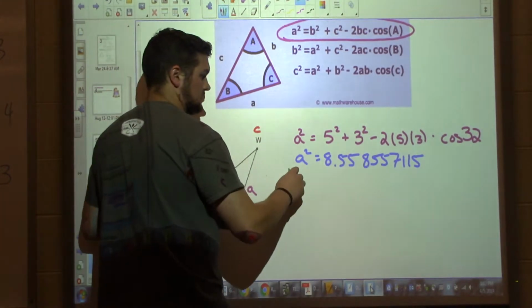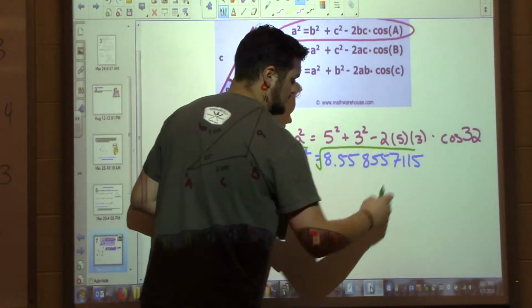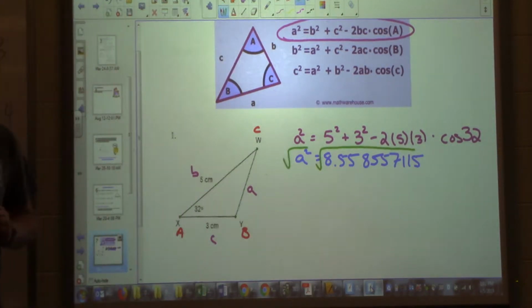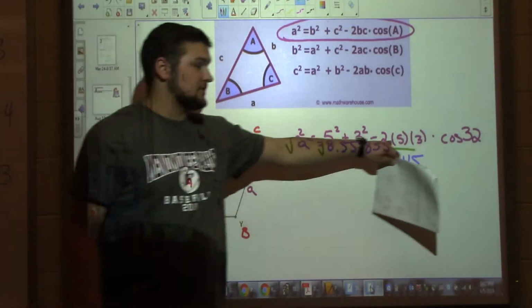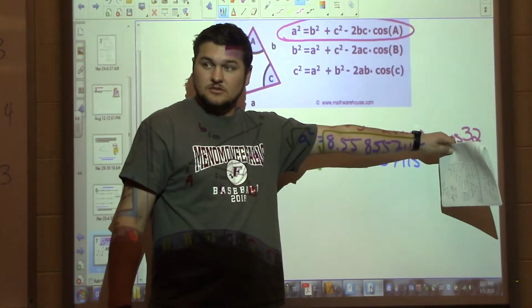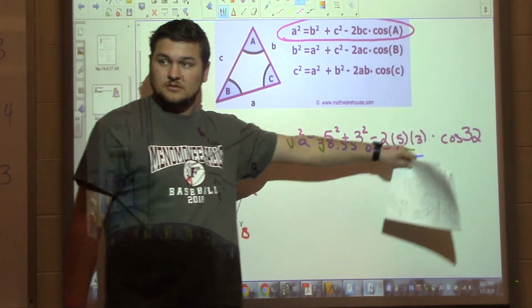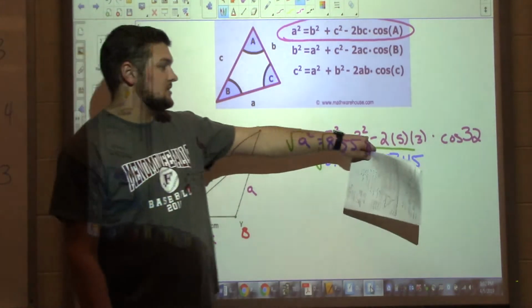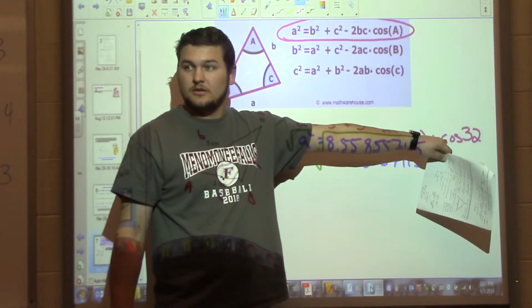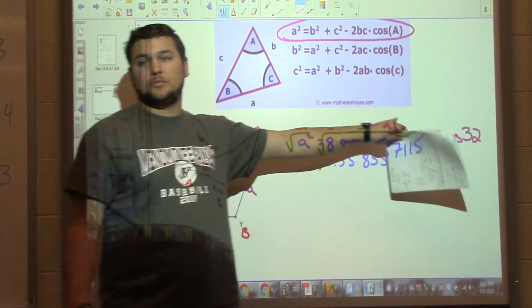I'm not getting that. You're not getting that? Did you punch in your calculator? Did you put the second part in parentheses? No, I just simplified everything up to the cosine. Okay, well you can't subtract before you multiply. That's our problem, right? That's why I made sure we put it in parentheses.